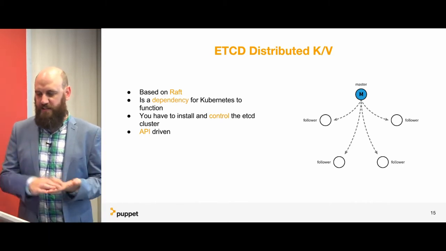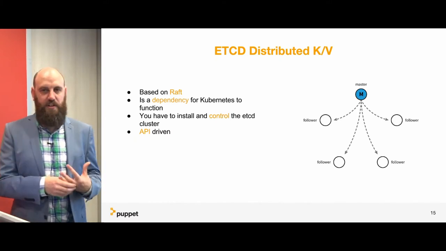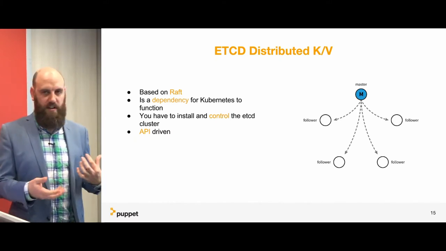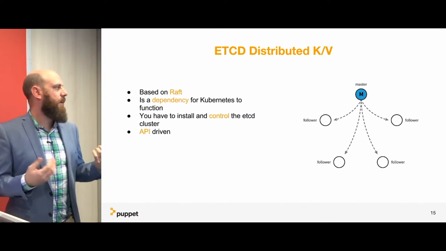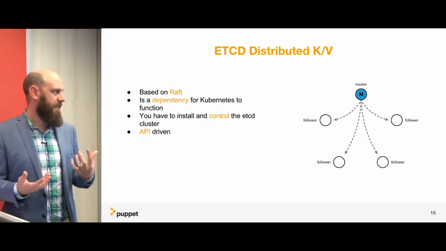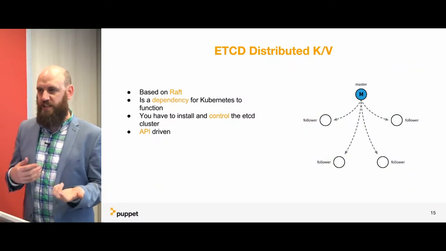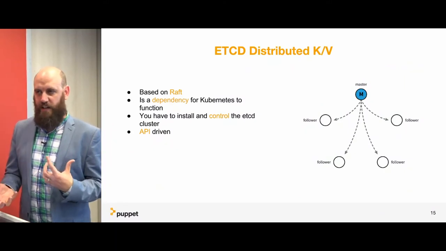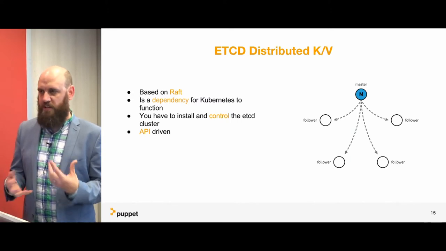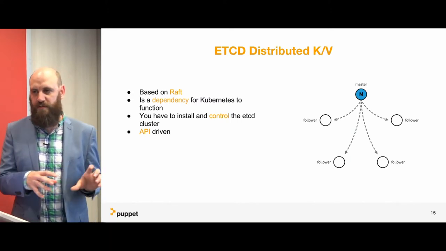And as you can see here, it's based on Raft. You have to use etcd for Kubernetes. There's no other choice you can have. You can't use Consul or anything like that. You have to control etcd yourself, and it is API driven. You can actually tap into etcd yourself, get metrics out of it and check the health of it. And there's a whole lot of stuff built into Kubernetes to make sure that this is running properly.